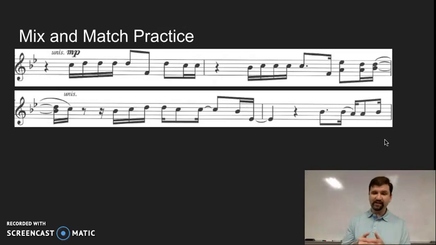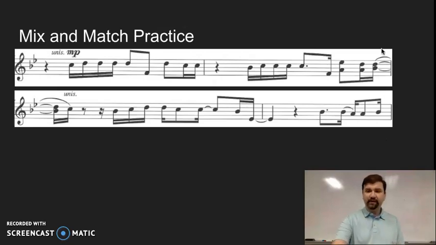Now we put the ties in. If you were writing counting out for this, you'd probably write the numbers and then put the tied notes, the second note of each of those ties, in parentheses so you can think about it happening, but you don't actually say it. Okay? I'll go first, and then you go.